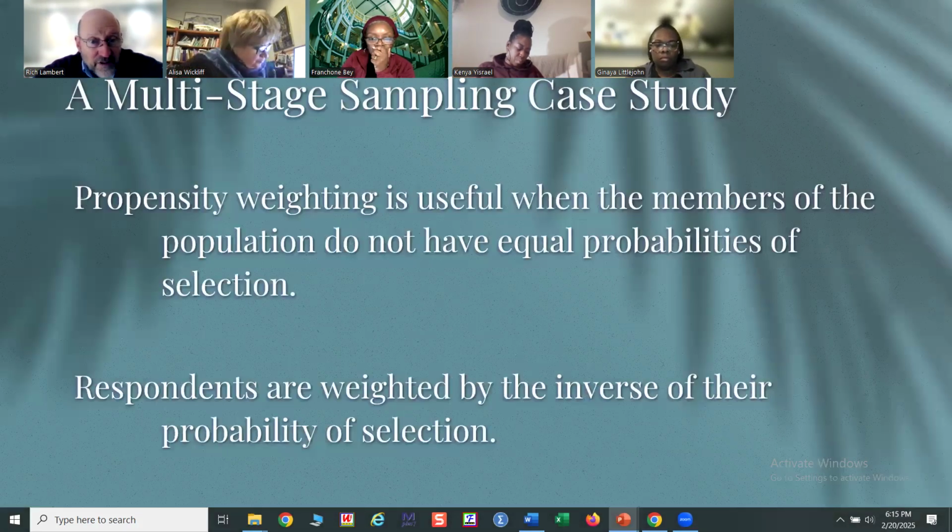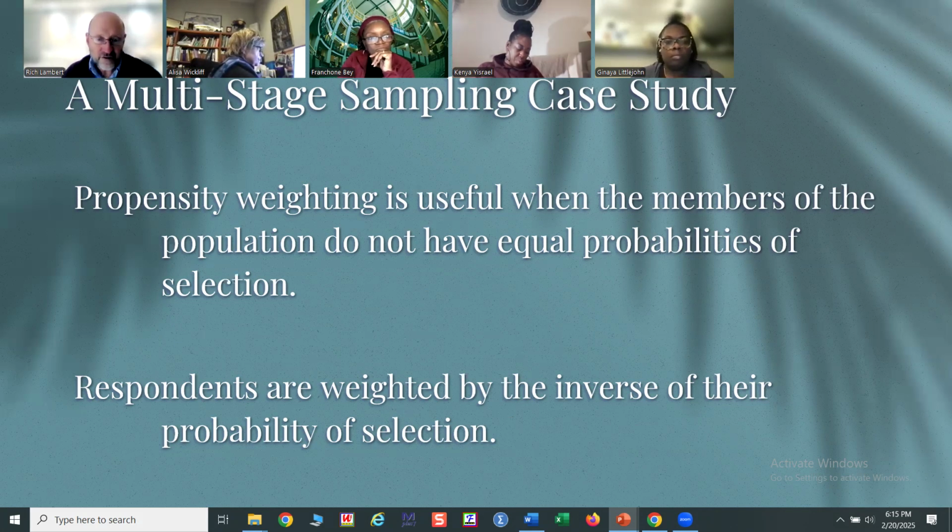And then there's what's called propensity weighting, and this is used when the members of the population don't have an equal probability of selection. That could be created for a variety of reasons, like what we've talked about, maybe the oversampling strategy or whatever. And then there's a strategy for creating a weight by taking the inverse of the probability of selection. So if a person has a 0.5 probability of selection, then their weight becomes 2. It's like the inverse of the probability of selection.